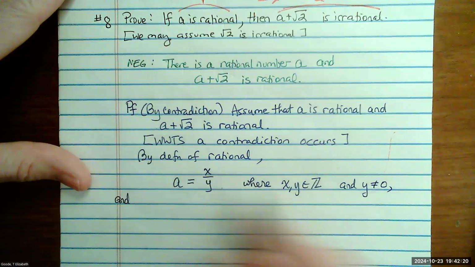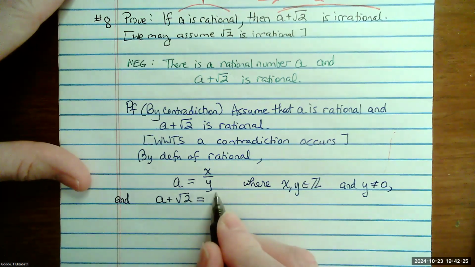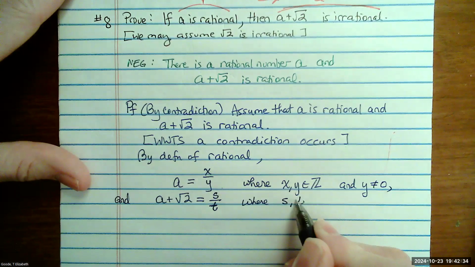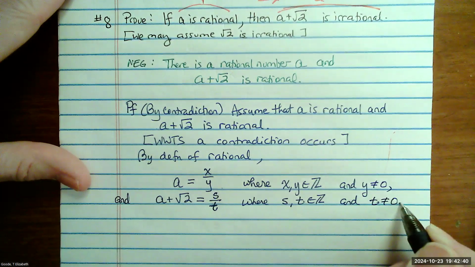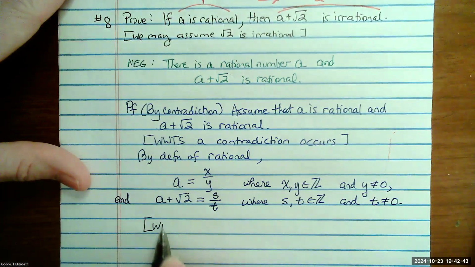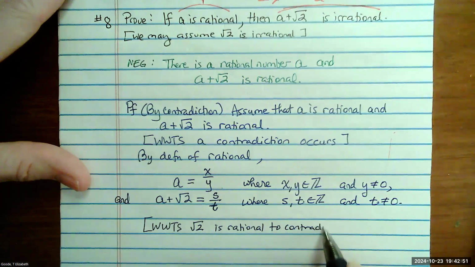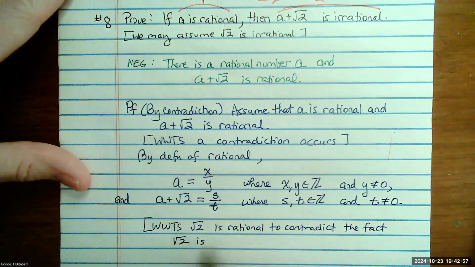Yep. So we're going to set up an equation for that. A plus square root of 2 equals, maybe S over T, where S and T are integers and T is not 0. Okay, so we wish to show square root of 2 is rational to contradict the fact it is irrational. It's known, because we proved that, didn't we?